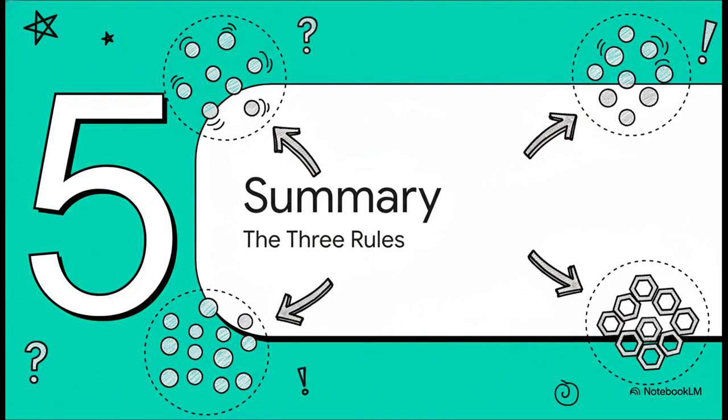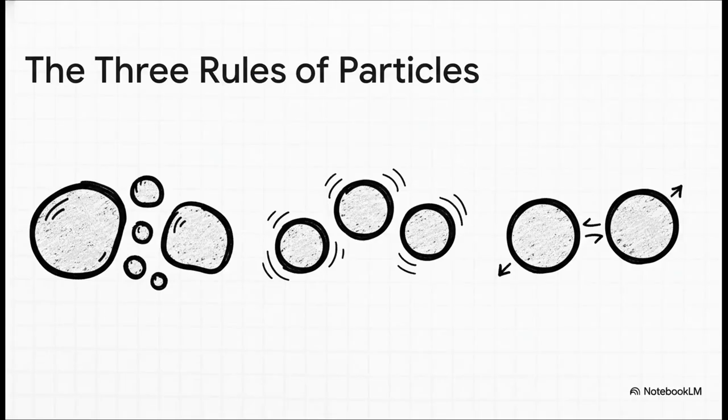All right, so let's quickly recap the three main characteristics we have learned today. These are very important for you to remember. So what are the 3 rules? Number 1, particles of matter have spaces between them. Number 2, particles of matter are continuously moving, which means they have kinetic energy. And number 3, particles of matter attract each other.